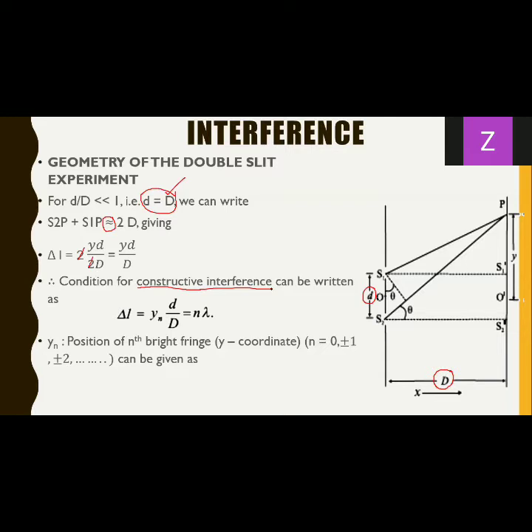So we can modify the formula of delta n and write yn as n lambda D upon d. And how do we find the nth bright fringe? If you want to find the 10th bright fringe, where will it form? Then y10 will be, in place of n we put 10, lambda, big D, small d, all of them will be given. So this is the formula for the nth bright fringe. Keep that in mind. This is for the nth bright fringe.